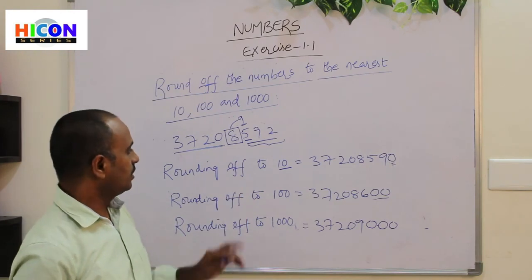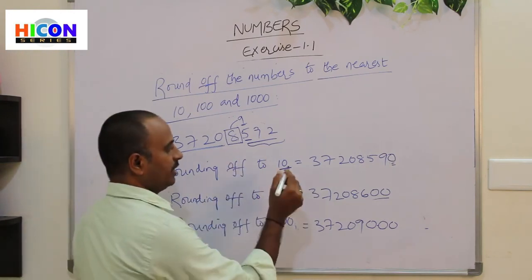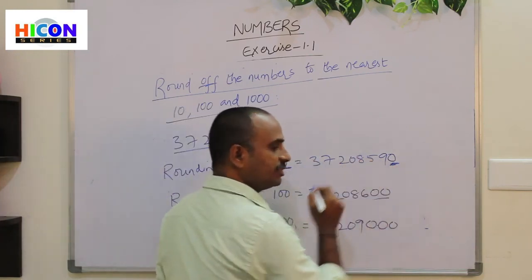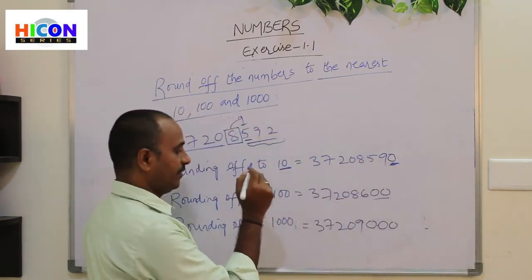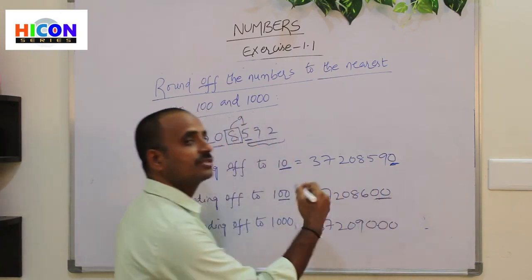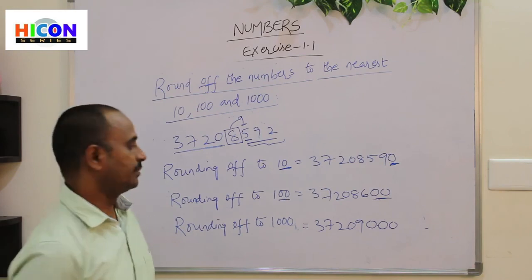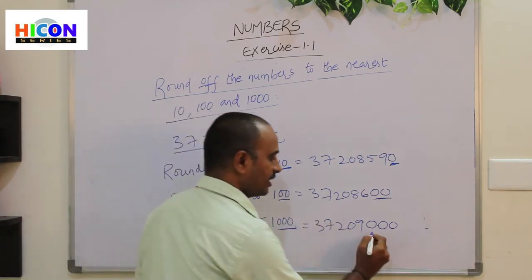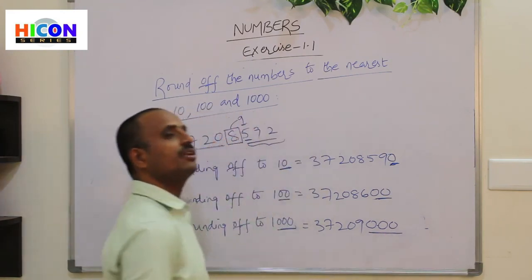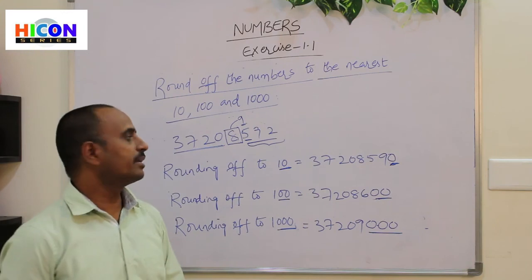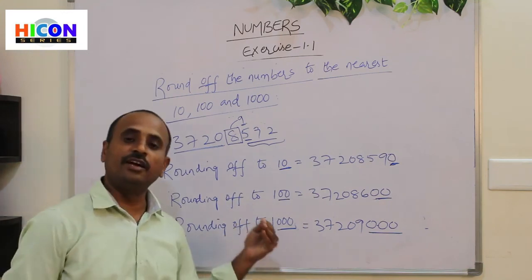So children, observe carefully. If you round off the given number to tens, the answer shall contain 0 at the end. If you round off the given number to hundreds, the answer shall contain 2 zeros at the end. If the given number is rounded off to 1000, the answer shall contain 3 zeros at its end. So in this way, we can round off any number to tens, hundreds and thousands.